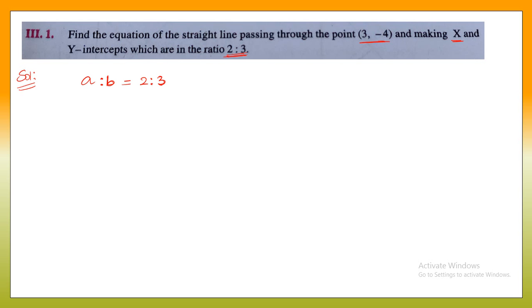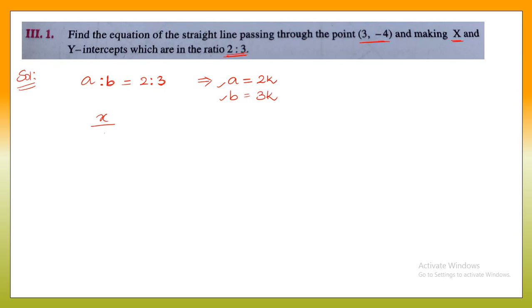So when intercepts are given in a ratio, and you want to write those intercepts as individual values, you can simply multiply those values with some constant. So from this I can say a is equal to 2 times k and b is equal to 3 times k. Here k is my constant. So I got my x intercept as well as y intercept.